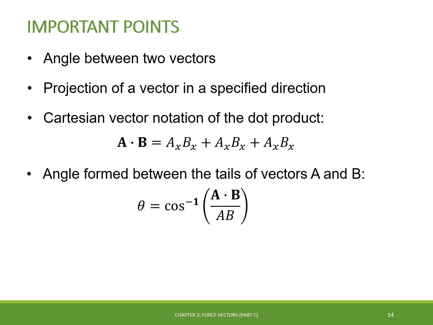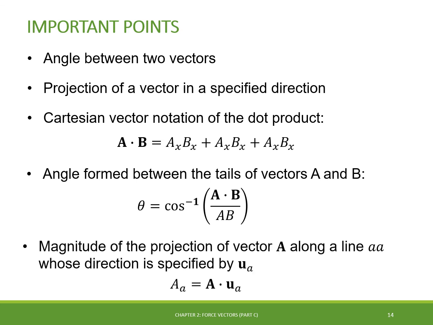Next, from the definition of the dot product, the angle formed between the tails of vectors A and B is given by the calculation of this arc cosine formula. And finally, the magnitude of the projection of the vector A along a line AA, which has its direction specified by the unit vector UA, is determined from this dot product expression.